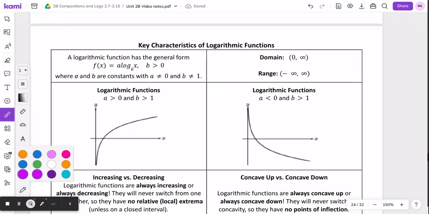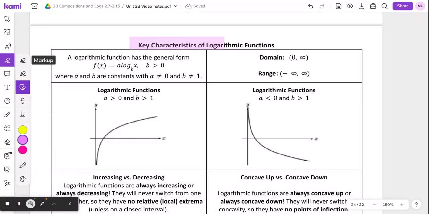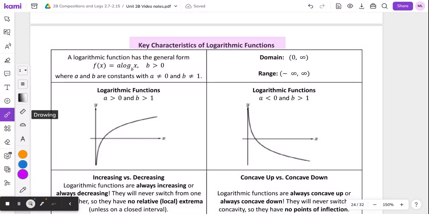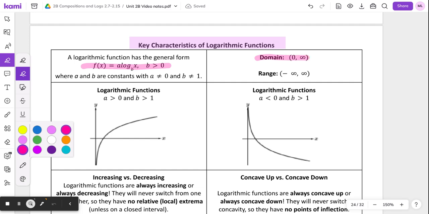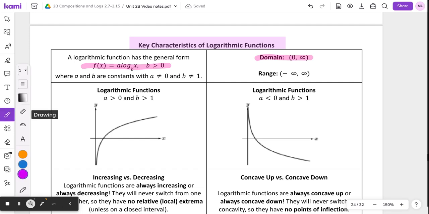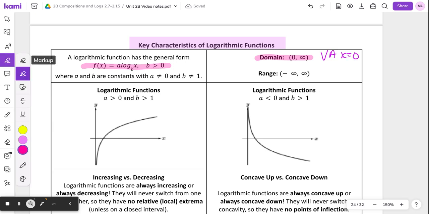All right, so just a little recap, your key characteristics. For a log function, this is the general form: f(x) equals a log base b of x, where a isn't 0 and b isn't 1. B has to be greater than 0, just like your exponentials. The domain is anything greater than 0 because of the vertical asymptote at x equals 0. And then the range is all real numbers.